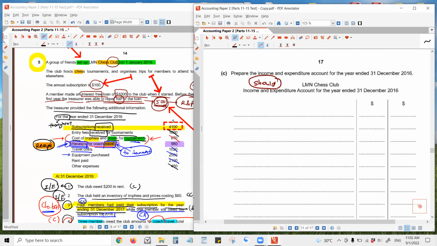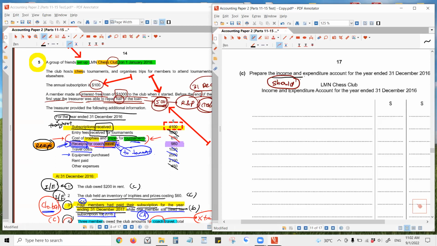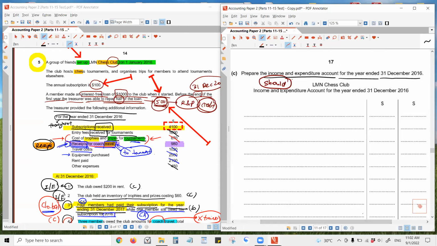So this question asks you to do what? Do an income and expenditure account, right? Income and expenditure account for the year ended 31st December 2016. So this is similar to an income statement. For businesses, you call it an income statement, but for clubs and societies, we call it an income and expenditure account. If you see the notes, that's the difference.